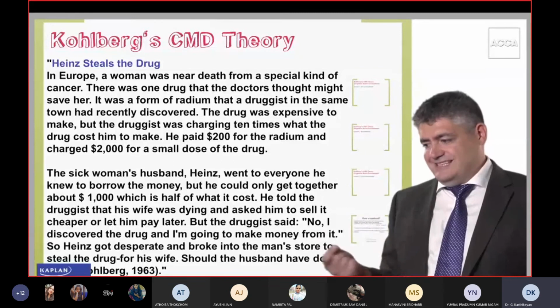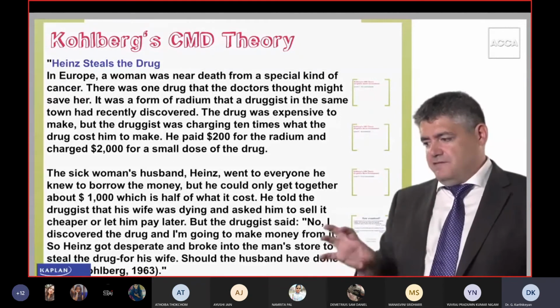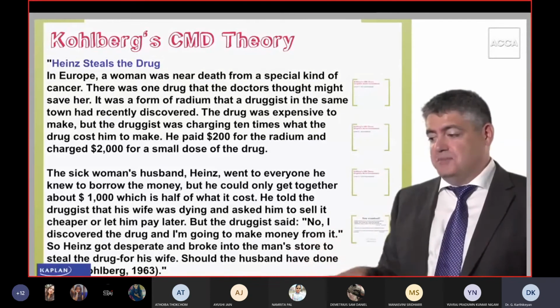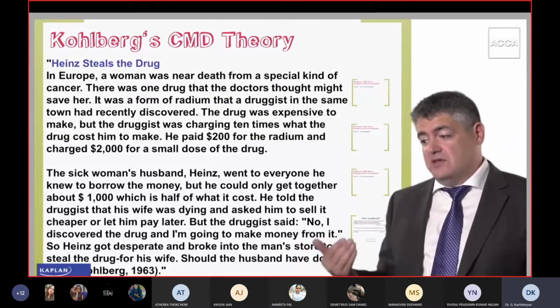Kohlberg wrote this in 1963. Therefore, the numbers, you might want to add a 100,000 to each of the numbers. So maybe 200 is $200,000. 2,000 becomes 2 million.